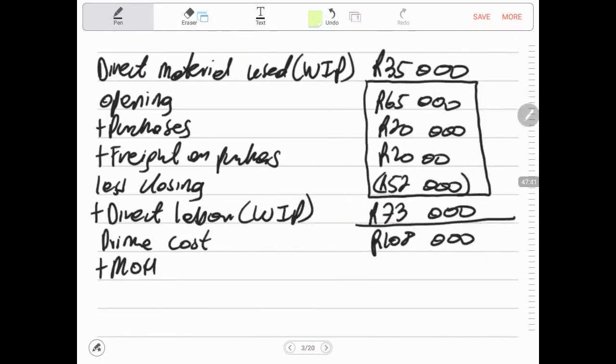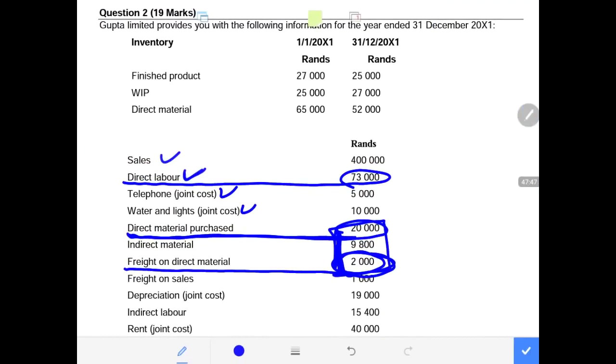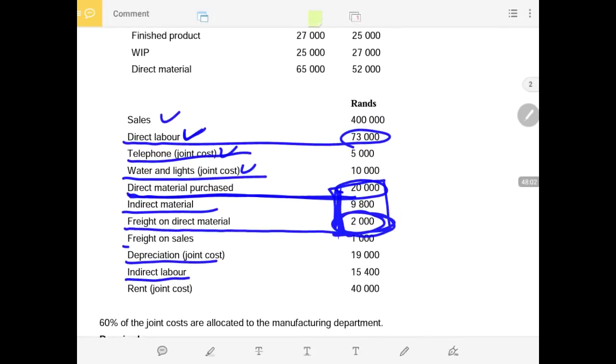So now I come back again to my manufacturing overheads. I need to calculate all my manufacturing overheads. Which ones do I have? Telephone, water plus electricity, indirect material. What else do I need? Manufacturing related ones: depreciation, indirect labor. I also have rent being the last one.